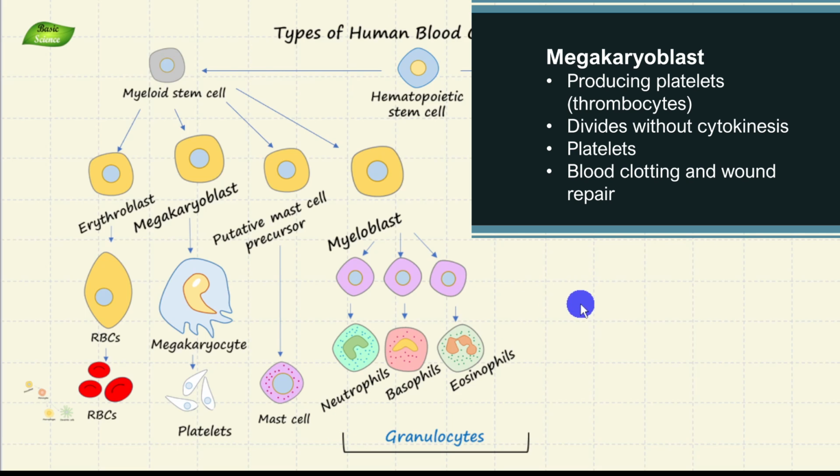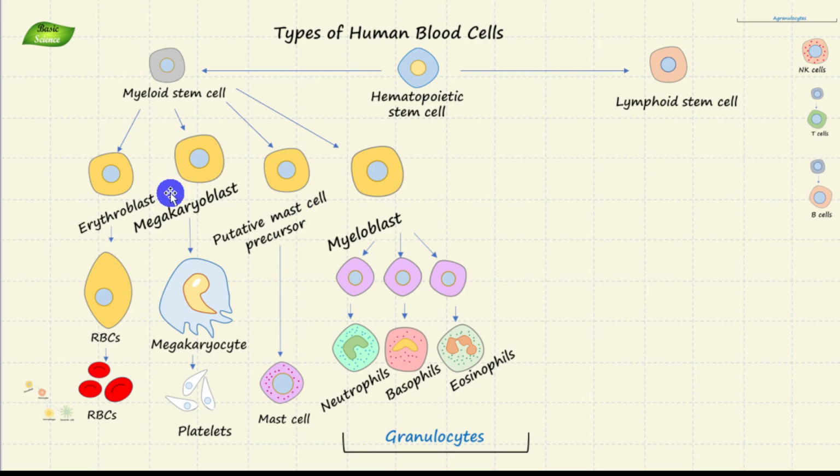Okay, next is the monoblast. That is another cell type coming again from myeloid stem cells.